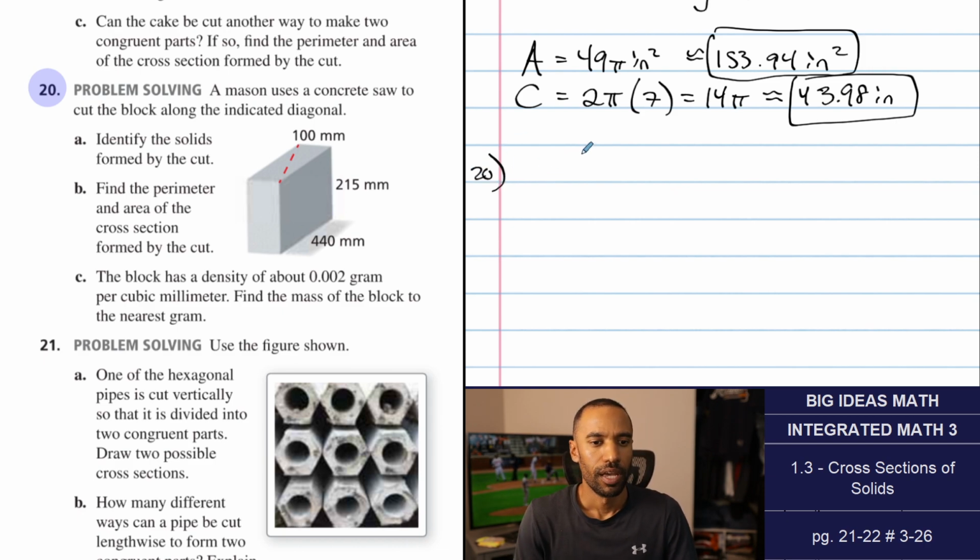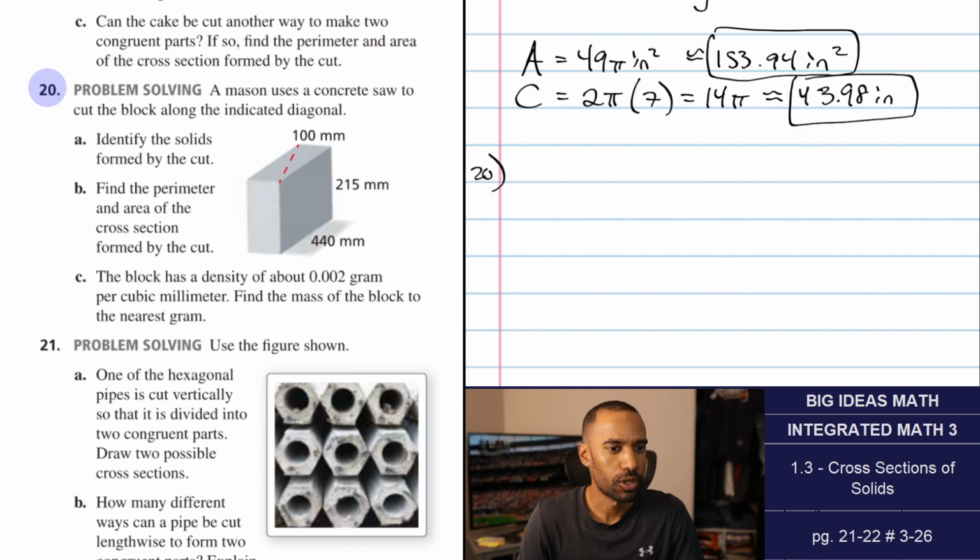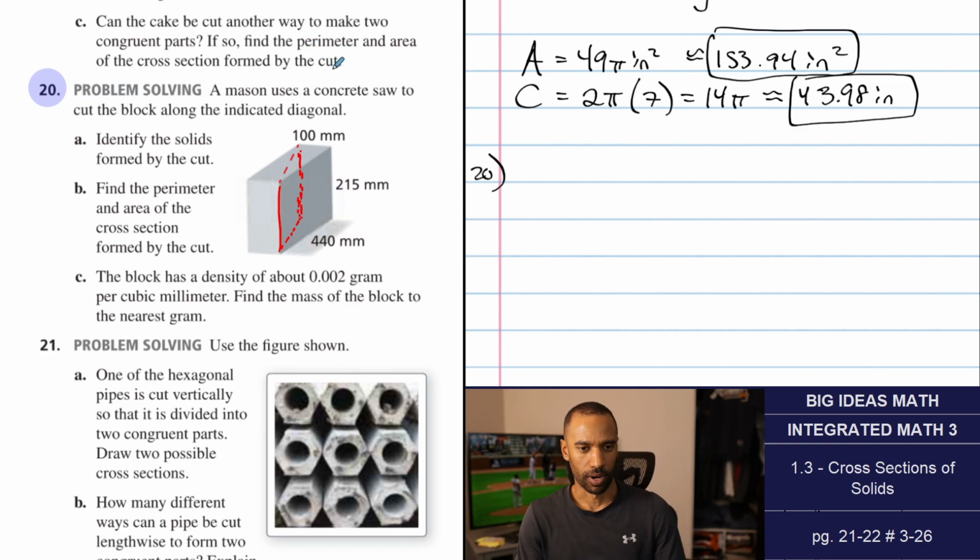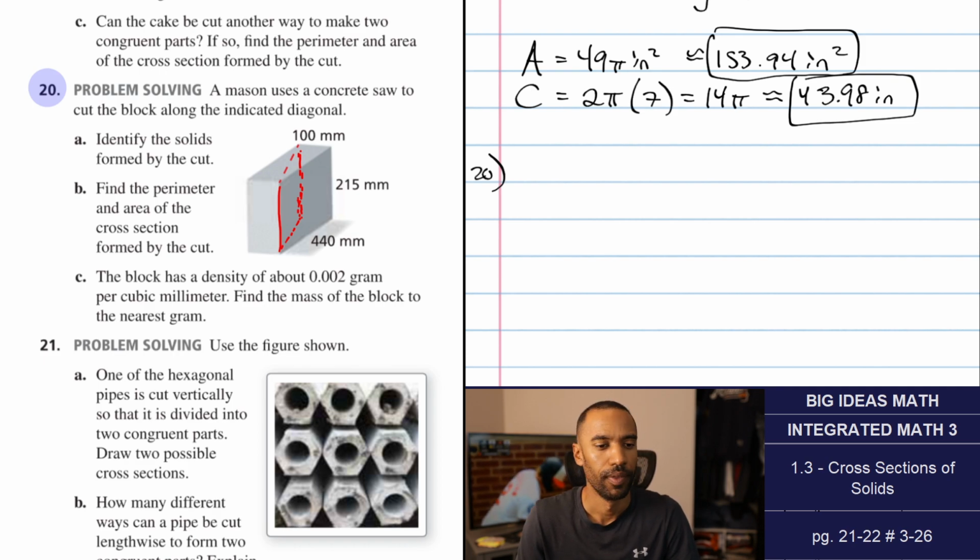Parts A, B, C. A mason uses a concrete saw to cut the block along the indicated diagonal. Okay, we're talking about a cross section that goes corner to corner, or edge to edge, like that, down the other corner right here and out that other side. That should be a rectangular cross section. We're going to have to do some Pythagorean theorem lengths here, I'm sure.